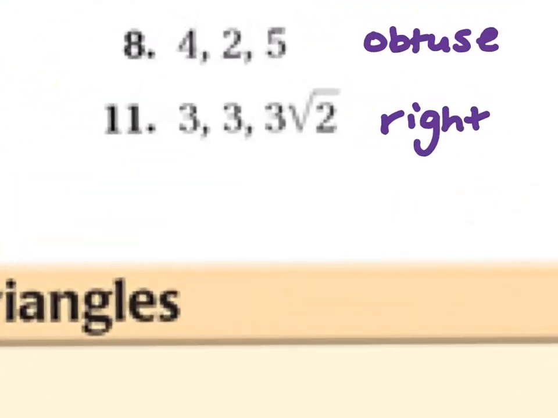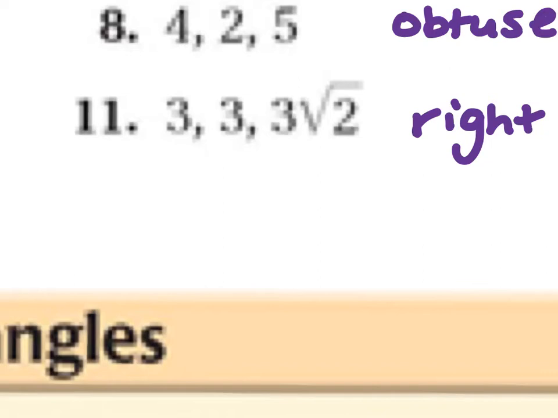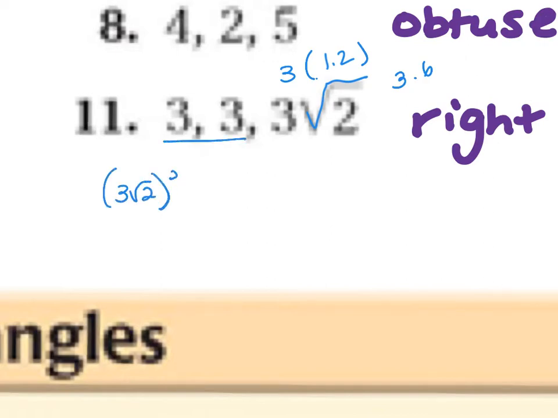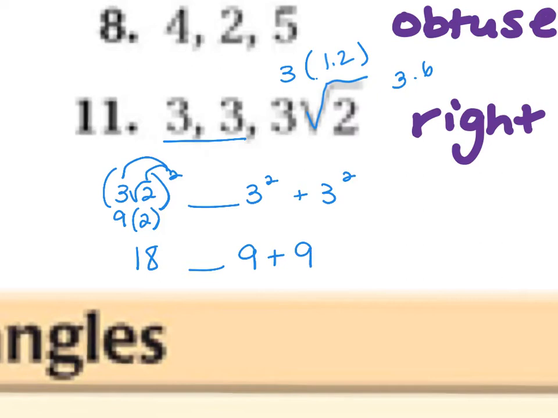Sure. Okay, so we just said root 2 is going to be like a 1 point something, let's just say 1.2. If I did 3 times that, I get 3.6, which is bigger than these two. So I'm going to put that first, 3 root 2 by itself, and then 3 squared plus 3 squared. I'm going to square the 3, making it 9, square the square root of 2, making it just 2, and that's 18. And then 9 plus 9. So this is 18 equals 18, which makes it a right triangle.